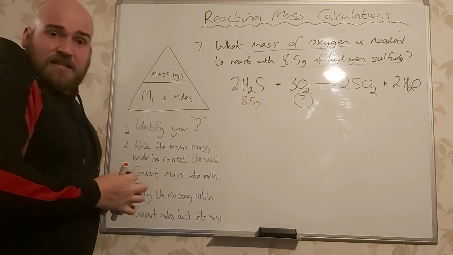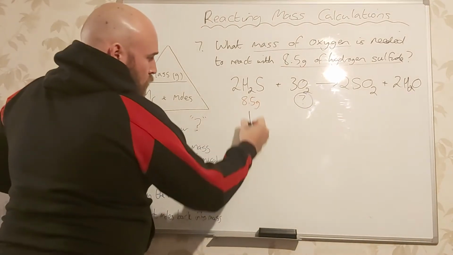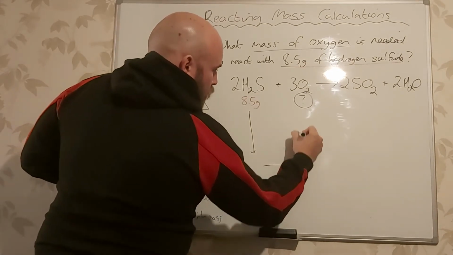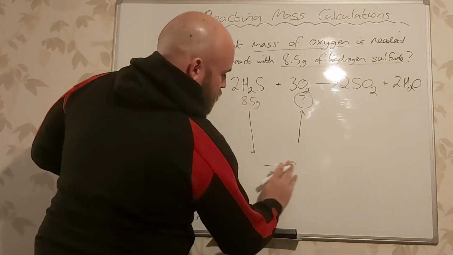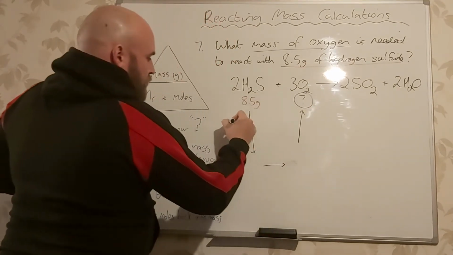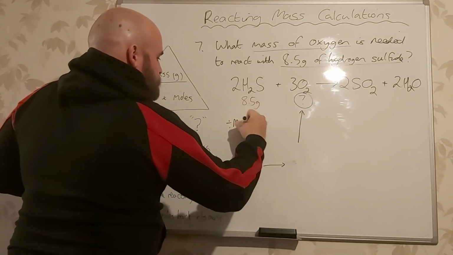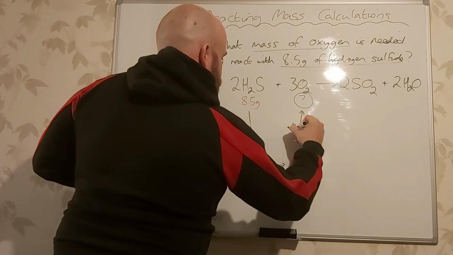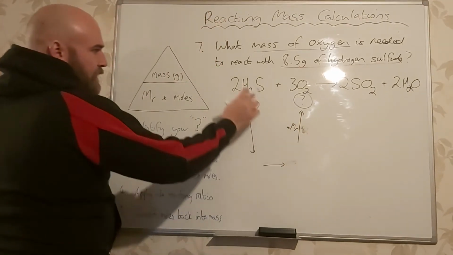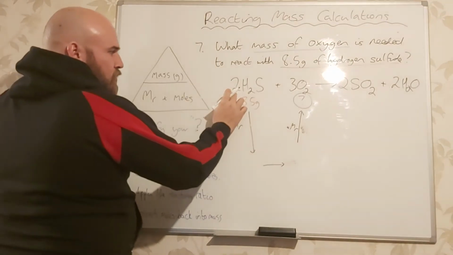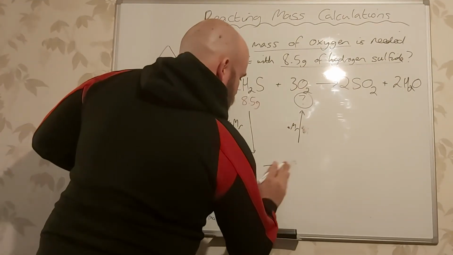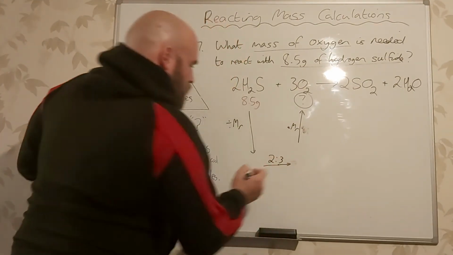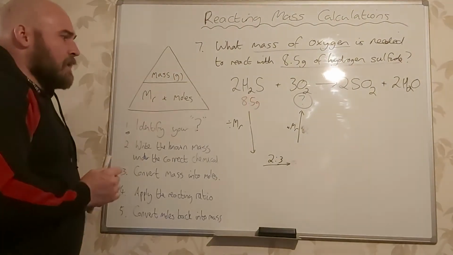And again, I'm going to set up my grid. Perfect, shorten that arrow a bit. I know that I'm going to divide by MR there, times by MR there, and then look at the ratio here. So the ratio is 2 to 3. So it's an awkward ratio, but it's nothing we can't handle. And I'll show you how now.